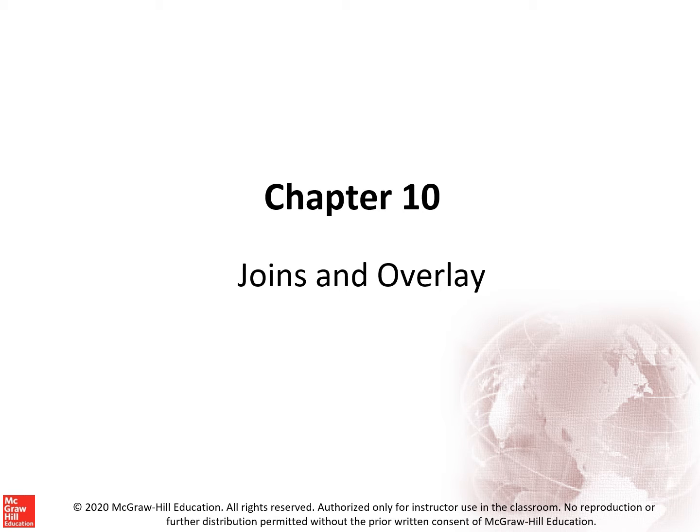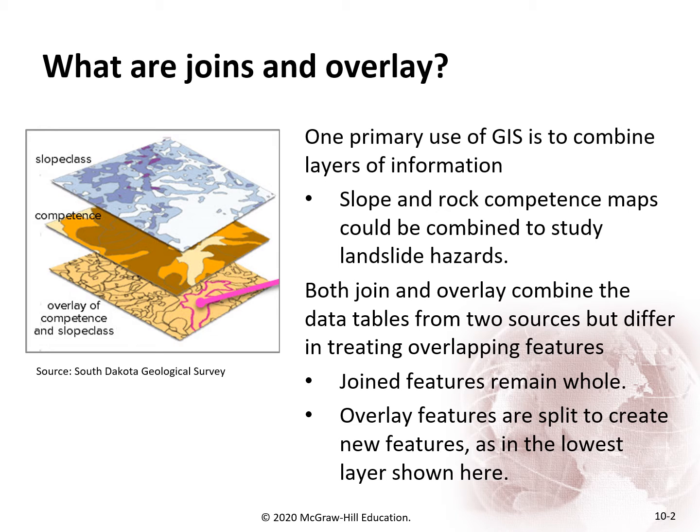Okay, let's talk about Chapter 10, Joins and Overlay. What are joins and overlay? Well, one primary use of GIS is to combine layers of information.